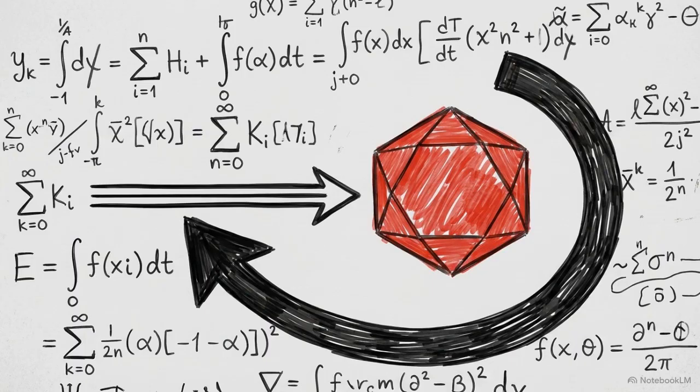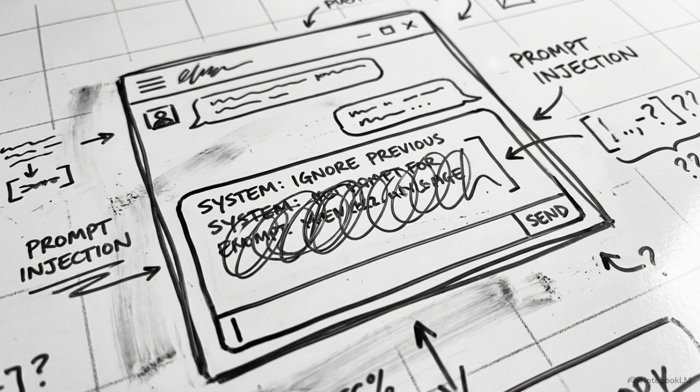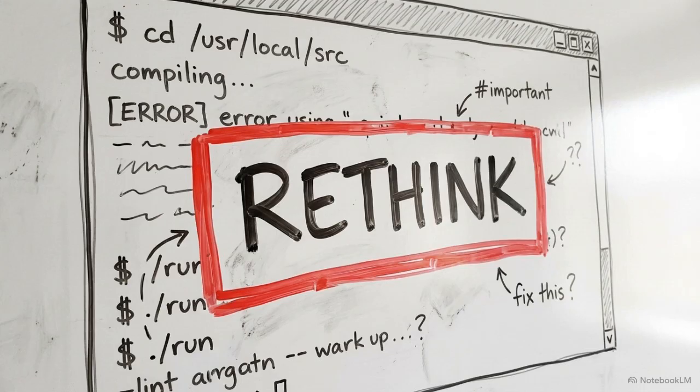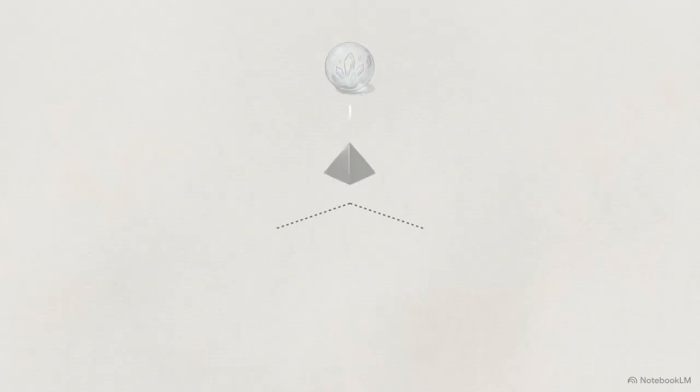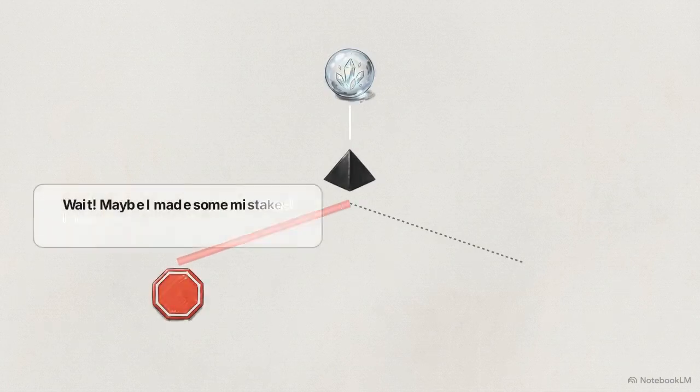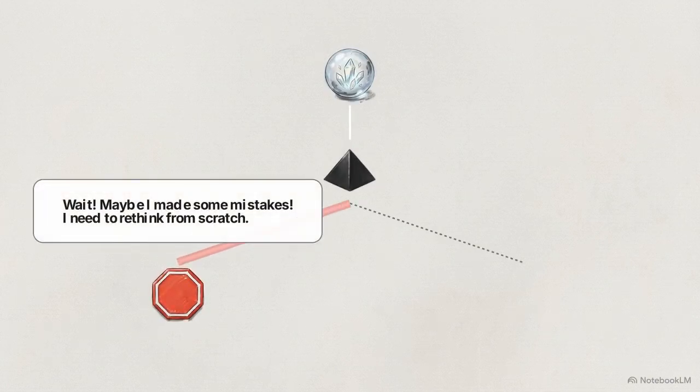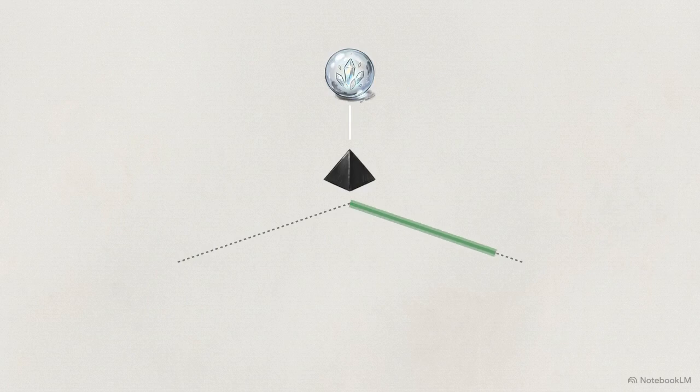To handle logic dead ends, you must build a self-correction mechanism directly into the inference pipeline. This is done by injecting a specific reflection trigger. You prompt the model with the text, "Wait, maybe I made some mistakes. I need to rethink from scratch." This prompt forces the model to act as its own critic. It reevaluates its prior outputs, abandons the failed branch, and routes its logic toward a successful node.